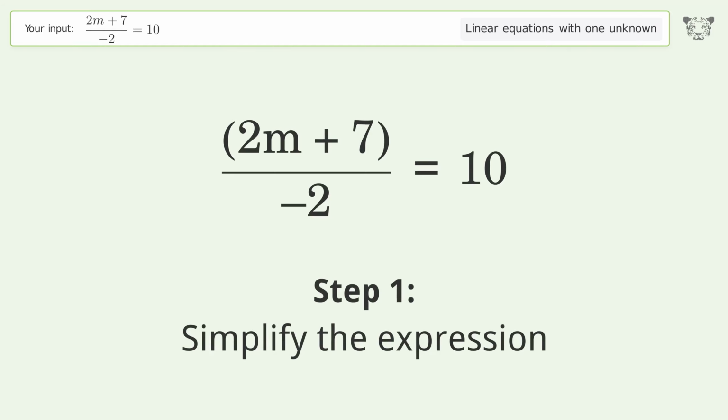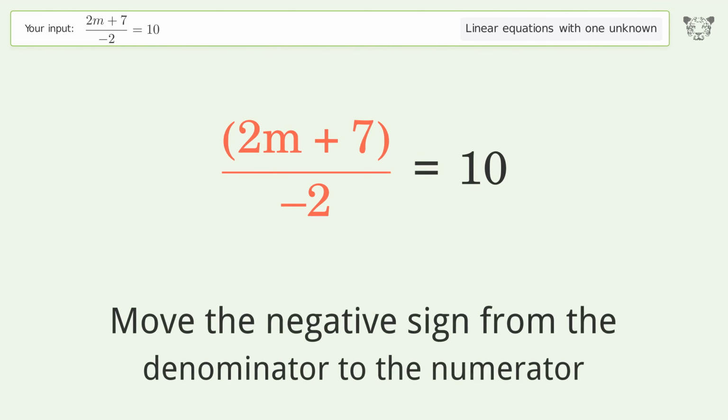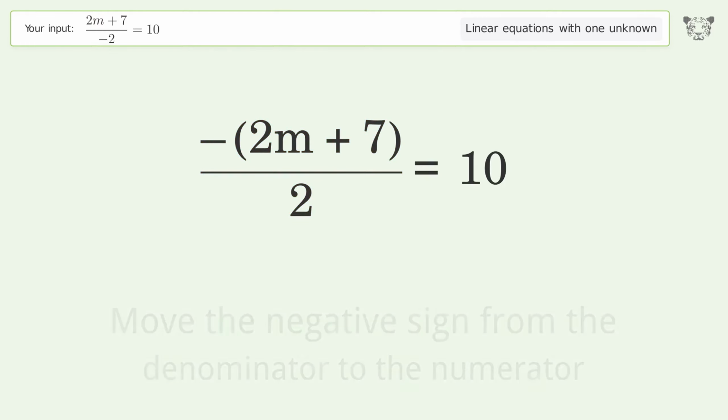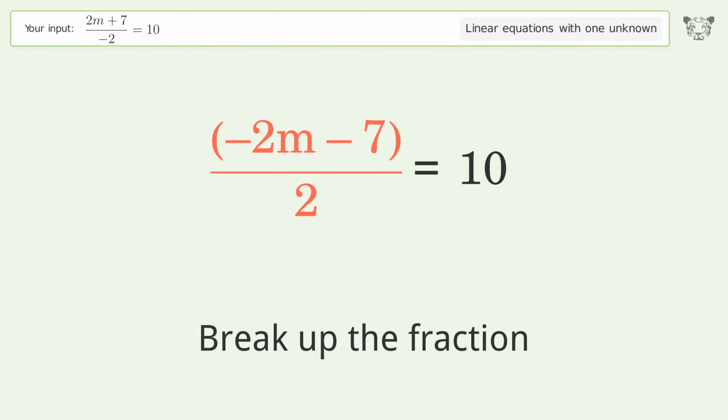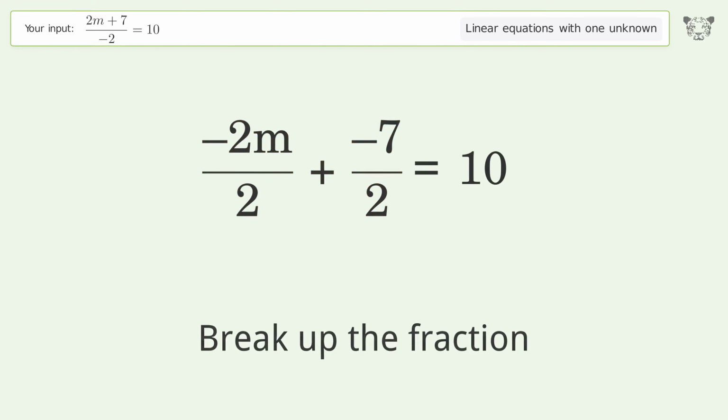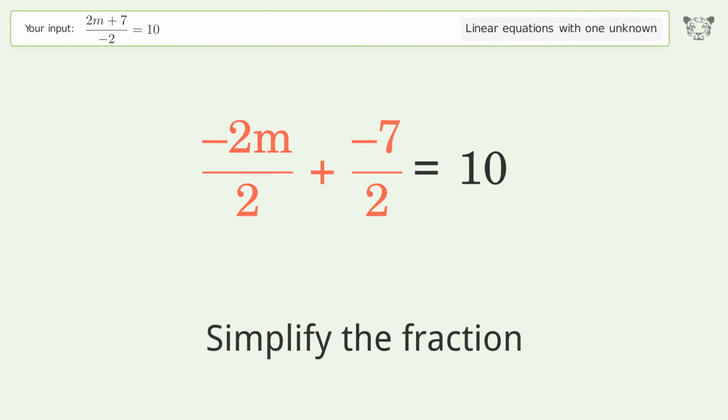Simplify the expression. Move the negative sign from the denominator to the numerator. Expand the parentheses. Break up the fraction. Simplify the fraction.